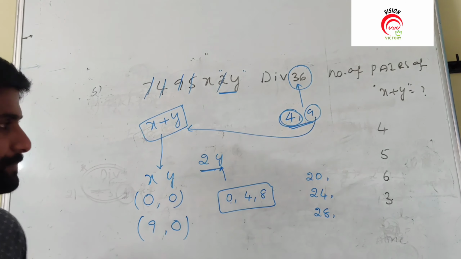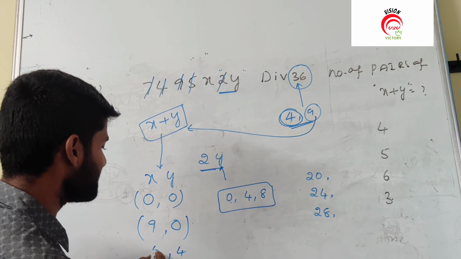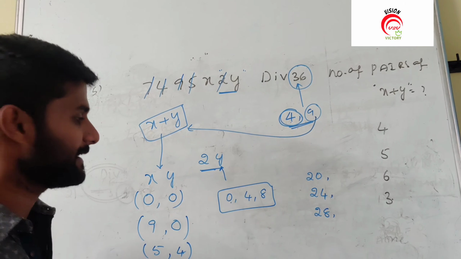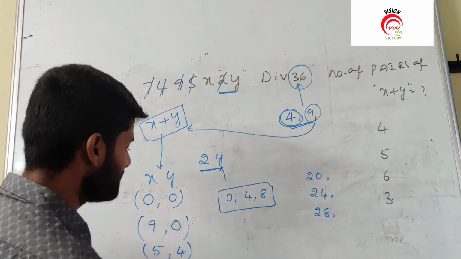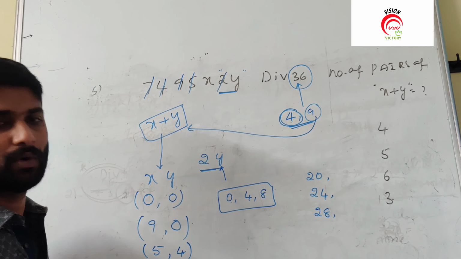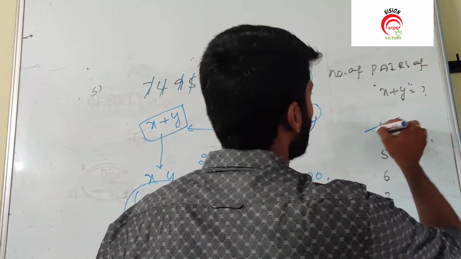So, second pair. Focus on y can be replaced as 4. If y is 4, x can be 5. Why? Because 5 plus 4, the resultant is equal to 9. And y can also be 8. If y is equal to 8, definitely x is equal to 1. So the total number of pairs for x plus y is 4 pairs.